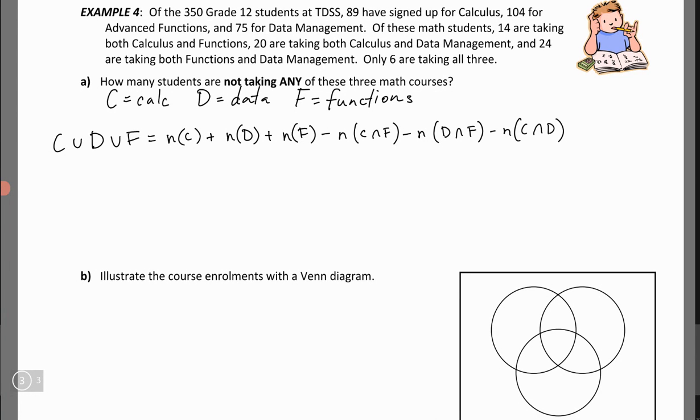But by doing so, you remove the middle portion of those three intersections of those sets, and so you have to add that back in. Add the intersection of all three. So add the intersection of C and D and F all together.